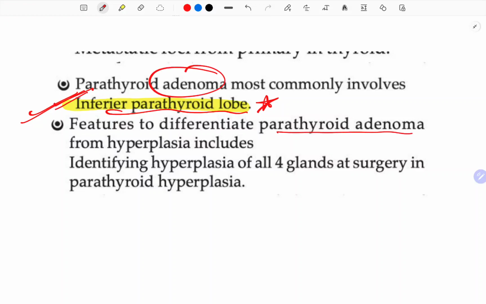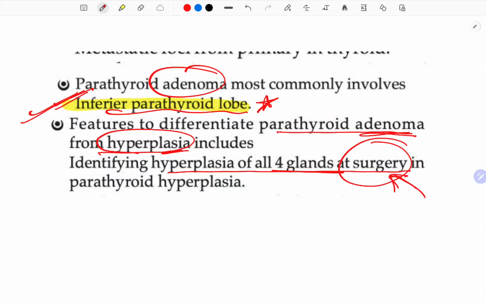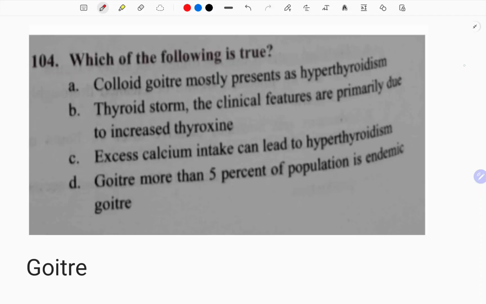Features to differentiate a parathyroid adenoma from hyperplasia. See, in adenoma, there might be an enlargement of a single or 1 or 2 glands, but in hyperplasia, there will be hyperplasia of all the 4 glands at the surgery. When you perform the surgery, if all the 4 glands are equally showing hyperplasia, it is mostly parathyroid hyperplasia, but if 1 or 2 glands are enlarged, it is mostly adenoma.